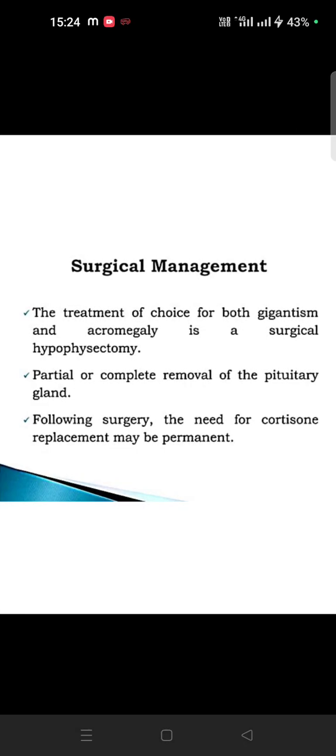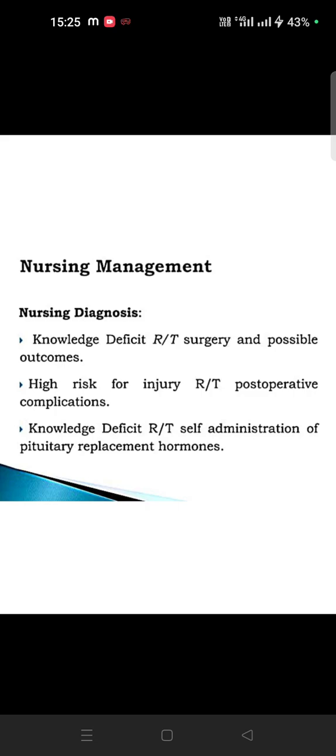Surgical management of gigantism and acromegaly is a hypophysectomy, a partial or complete removal of the pituitary gland. Then they need corticosteroid replacement, which may be permanent. Nursing interventions: knowledge deficiency of the client for the surgery, high risk of injury post-operatively, and knowledge deficiency of self-administration of the pituitary replacement hormones.